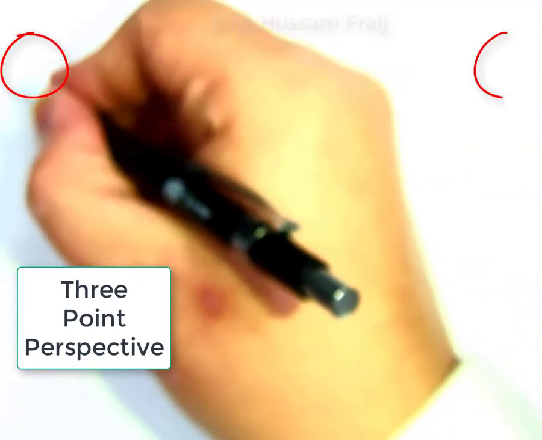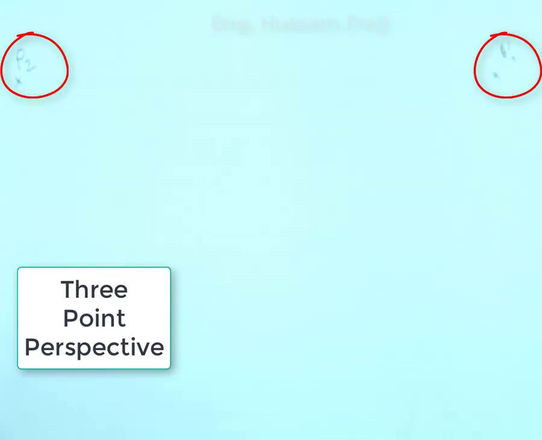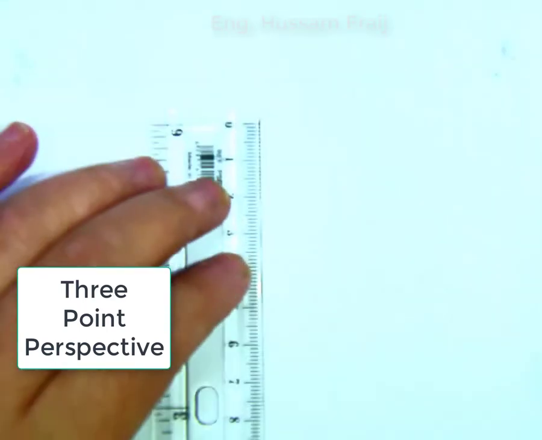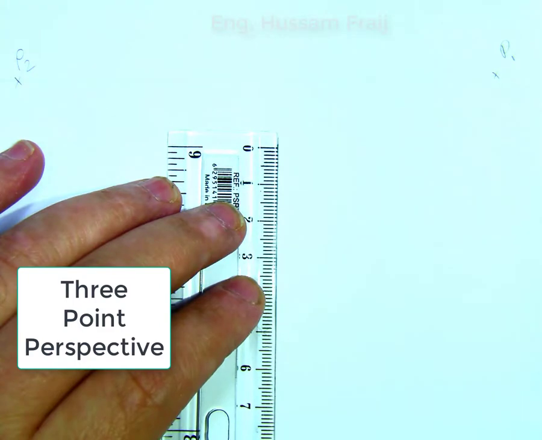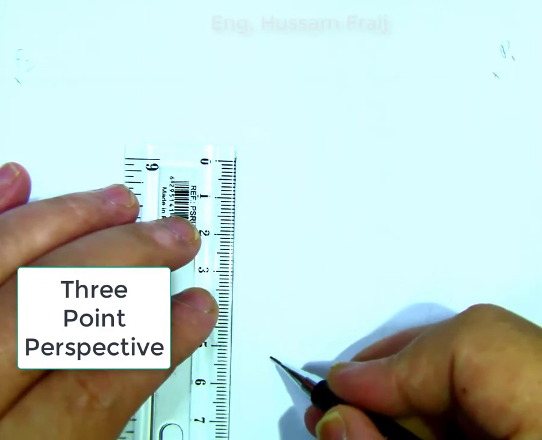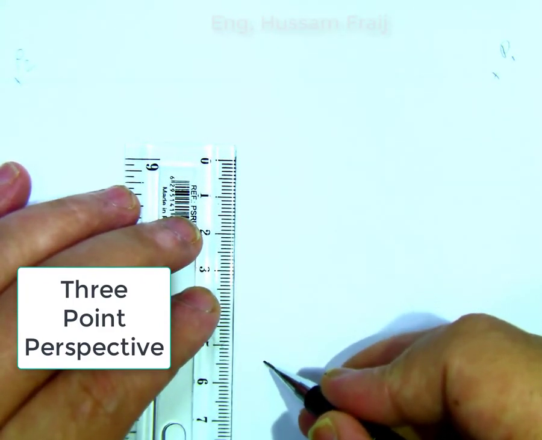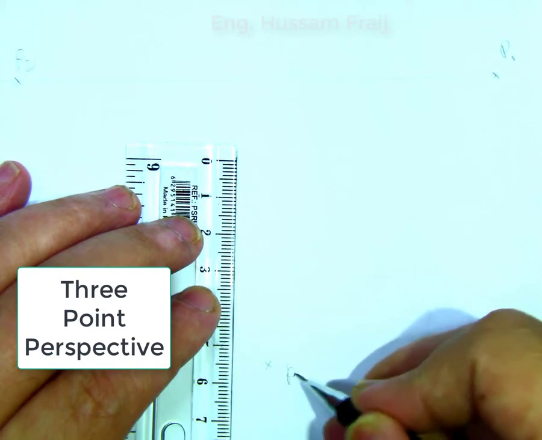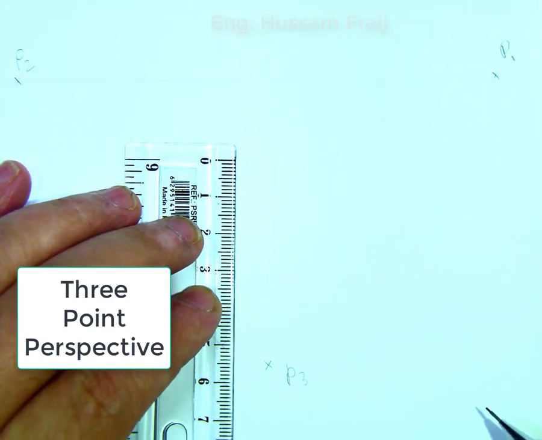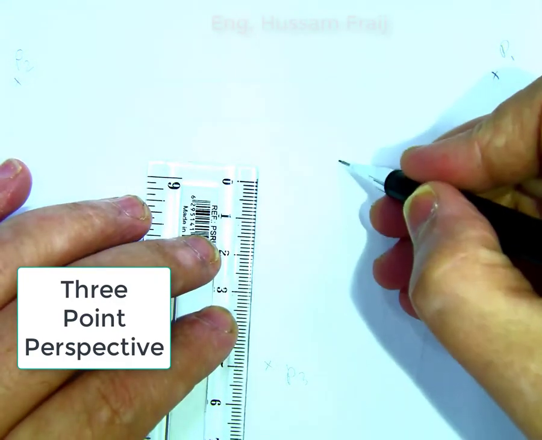Then you have to decide on this horizon point 1, and point 2. So we have point 1 and point 2. Then, let's say I want to have point 3 down here below. Let's say I want to have point 3 here, point 3.